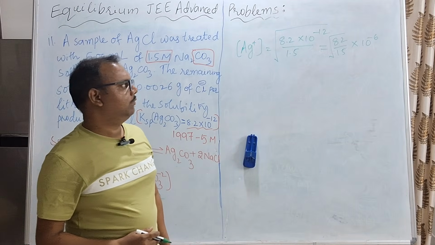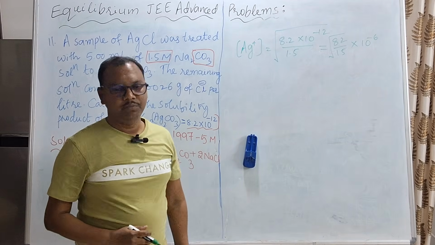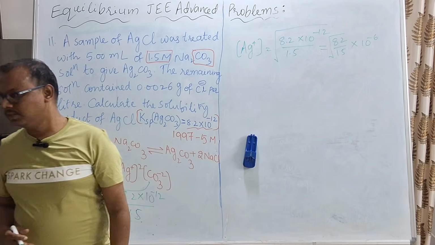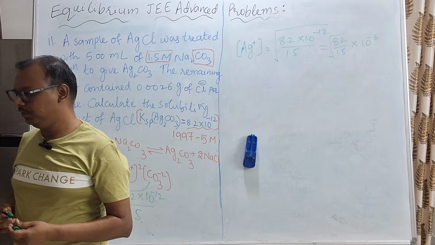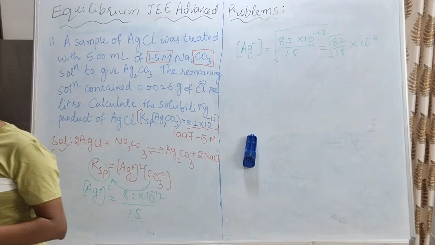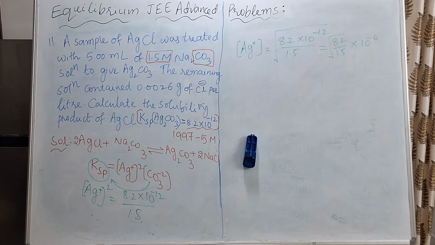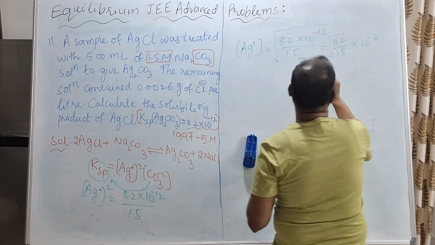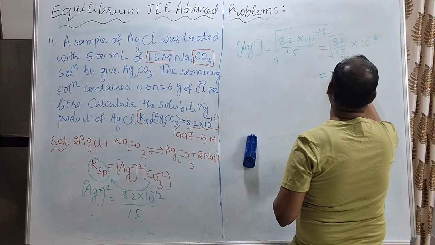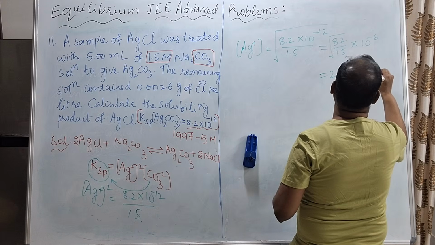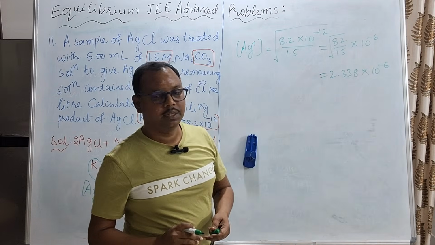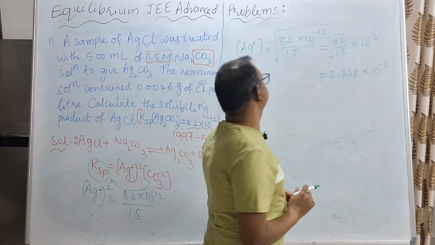82 by 15: 15 fives are 75, so 5.3 something we will get here. Therefore, you can take that 5.3, then if you remove the root, overall 2.338 into 10 power minus 6 you will get here.